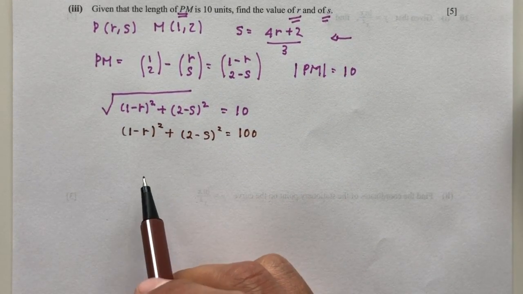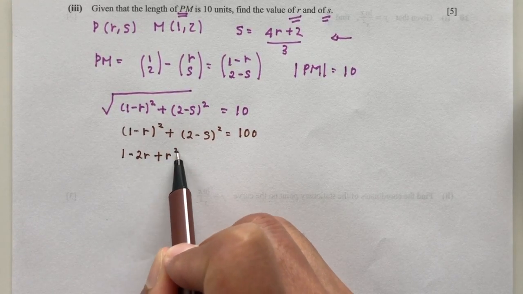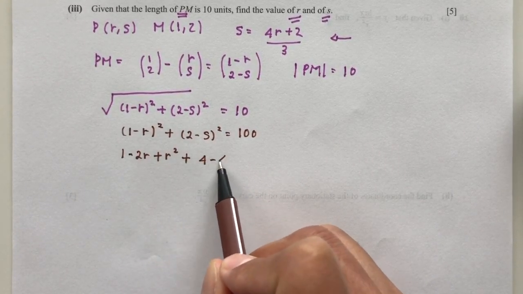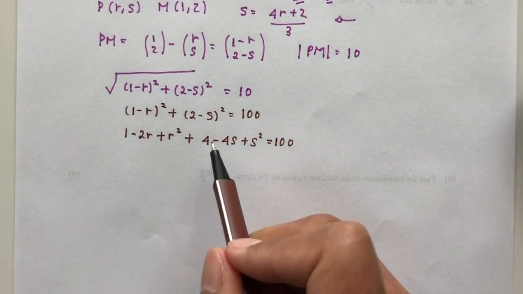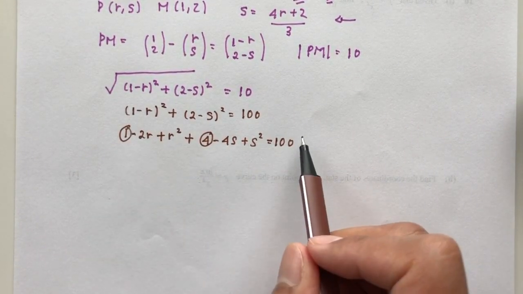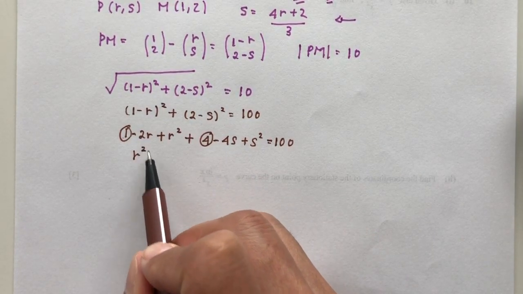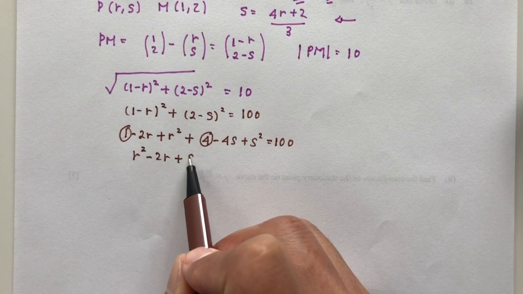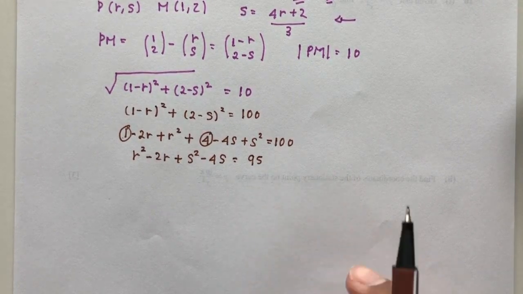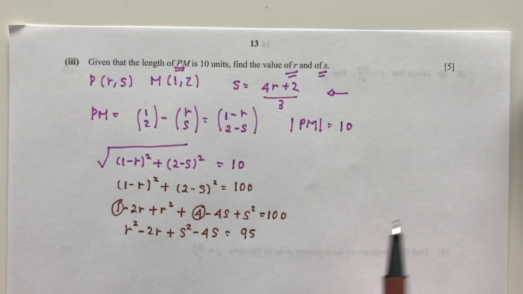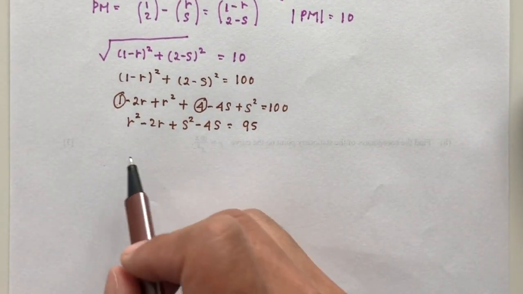Now you can expand. That will be 1 minus 2r plus r squared plus 4 minus 4s plus s squared equal to 100. Now send these constants to one side. So 1 plus 4 is 5. So let's first simplify this: r squared minus 2r plus s squared minus 4s. That will be 100 minus 5, that will be 95 on one side. Now we can use the substitution of s equal to (4r plus 2) over 3.